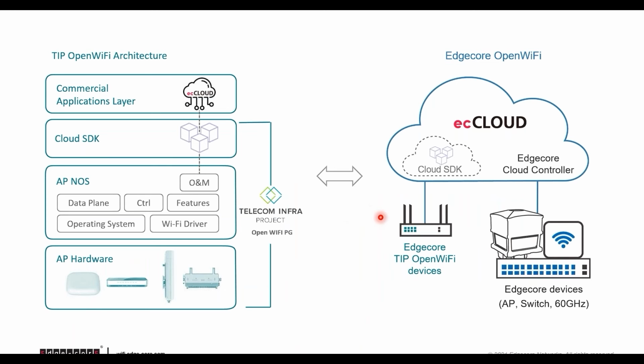Okay, besides, you can see some pictures. You can see the EC Cloud. Except for the native cloud SDK from the TIP Open Wi-Fi, we also have a commercial grade EC Cloud. It has already operated for more than 6 years. You can manage the existing enterprise access points, switches, and also we have the broadband mediawave CDR solution. And at the same time, and importantly, you can manage Edgecore TIP Open Wi-Fi devices. So it provides one more choice to the customers.